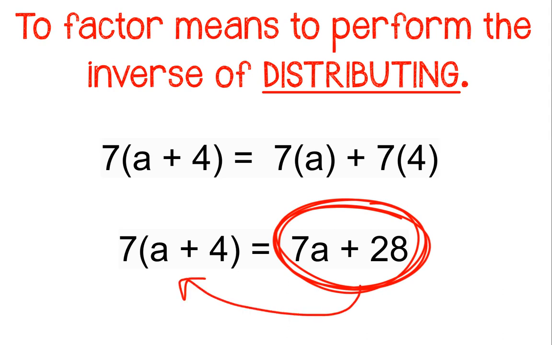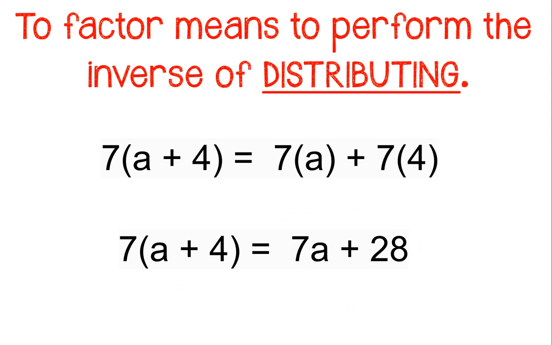So to factor a polynomial means to do the opposite of distributing. If I were to ask you this question here, you would simply multiply 7 times a, and you would add that to the product of 7 times 4. Right? So that's what this is written out the long way. And 7 times a is 7a, 7 times 4 is 28.